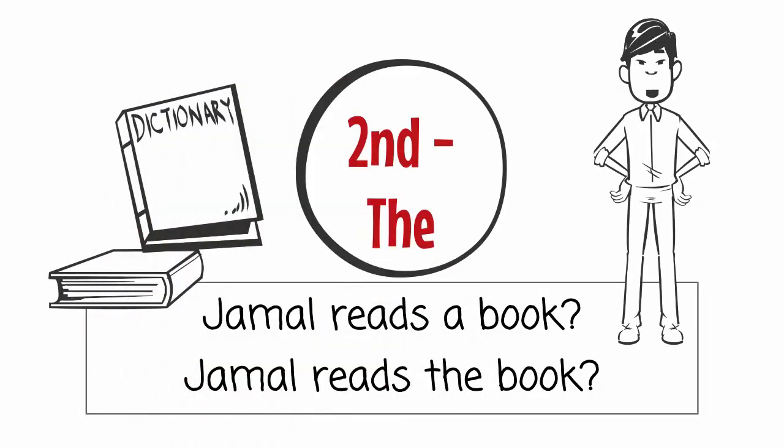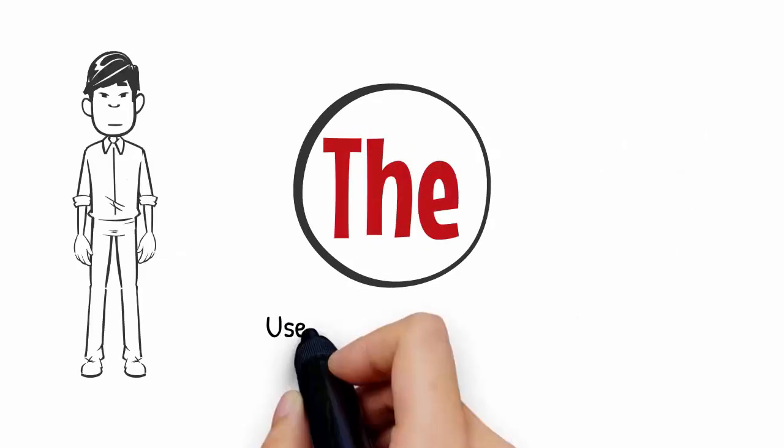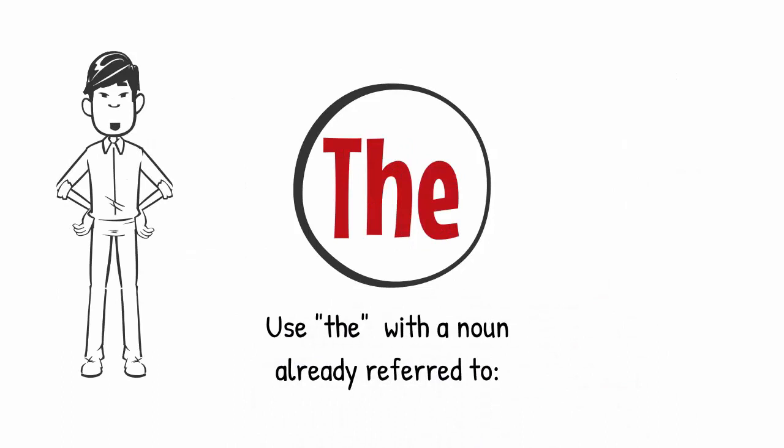Let's talk about the and its properties. For example, Jamal reads a book. Jamal reads the book. Which is it? The answer is you can use either, but usually you want to introduce the noun with a, and then after you've introduced it and your reader or writer is aware of it, then you want to use the.